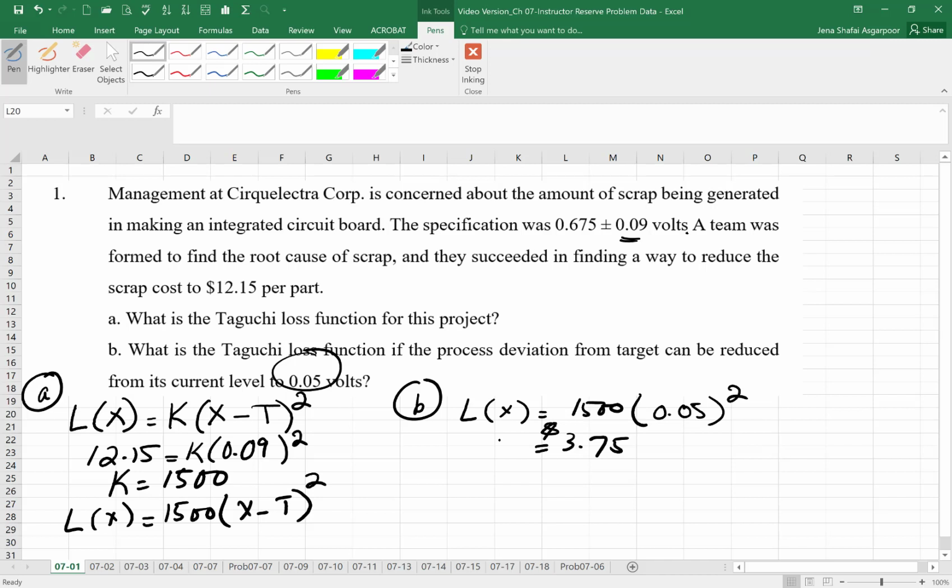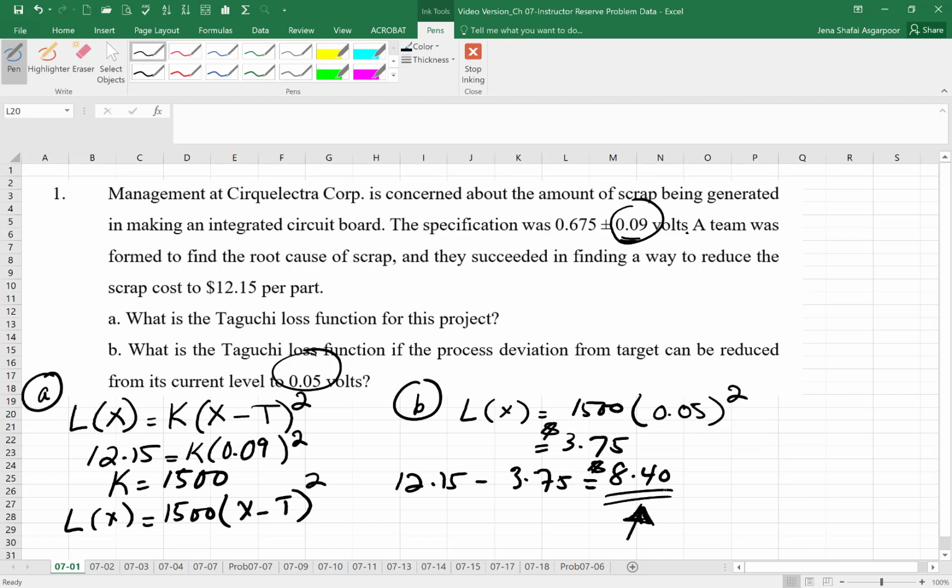If we compute that, we get $3.75. And so we went from $12.15 to $3.75, and that is $8.40 essentially per part. So if we are able to go from 0.09 to 0.05 in terms of controlled variation, then per unit we can have that much of a cost saving. Different design processes can be investigated that we could invest in or employ so that we could realize this kind of cost savings.